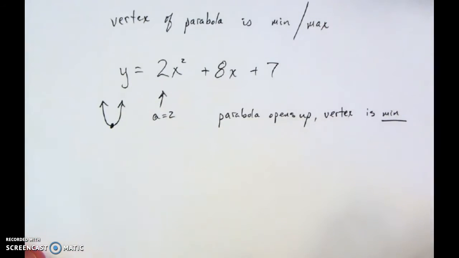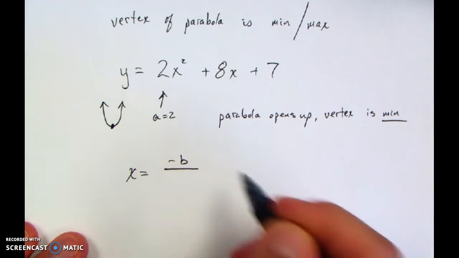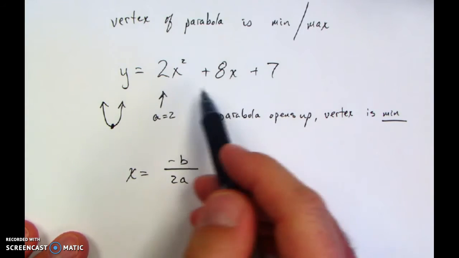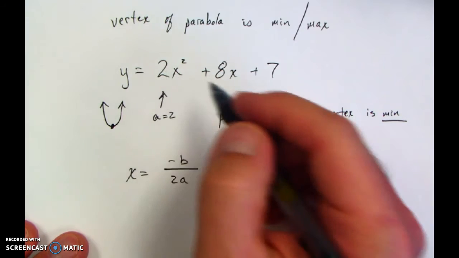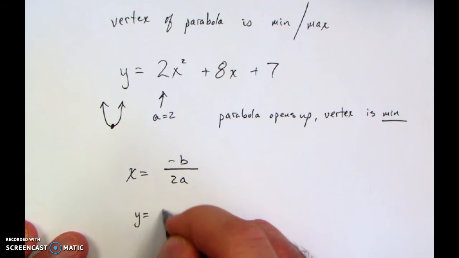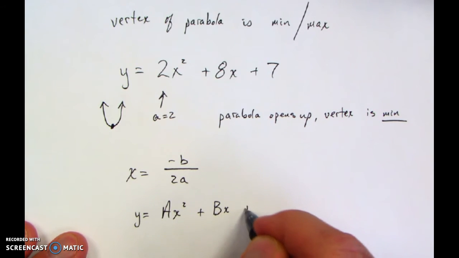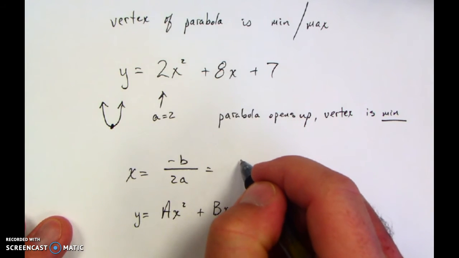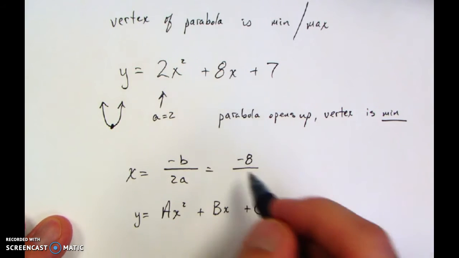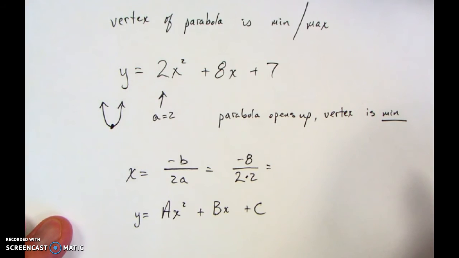So another way we can find that is if I take the opposite of b over 2a. Now remember, in general form, what we're saying here is that it's ax squared plus bx plus c. Right? So we have y equals ax squared plus bx plus c. So in this case, our b value is 8, so we're going to take the opposite of that over 2 times our a value, which is 2. So negative 8 divided by 4 equals negative 2.